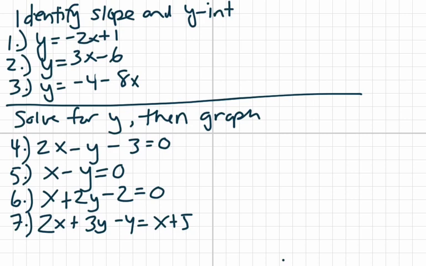And for 4 through 7, solve those equations for y, or put them in slope-intercept form, okay? And then graph them. So we have, for these ones, y equals negative 2x plus 1, y equals 3x minus 6, y equals negative 4 minus 8x. These ones are 2x minus y minus 3 equals 0, x minus y equals 0, x plus 2y minus 2 equals 0, and 2x plus 3y minus 4 equals x plus 5. Pause the video, work the problems out, and then unpause to check your work.